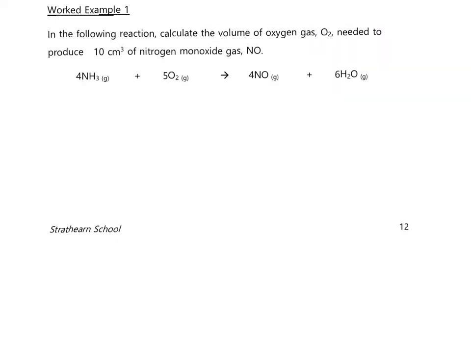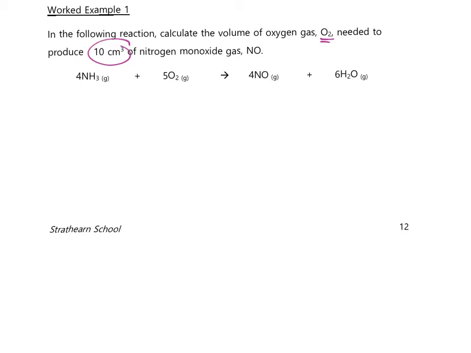So let's have a look at worked example 1. It says here, in the following reaction, calculate the volume of oxygen gas, O2, needed to produce 10 centimetres cubed of nitrogen monoxide gas, NO. So just like we would have done with our reacting mass calculations or our titration calculations, we write down the information that we know underneath the equation.